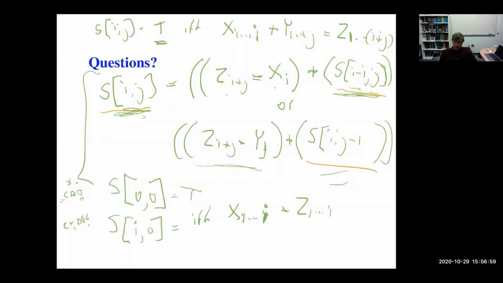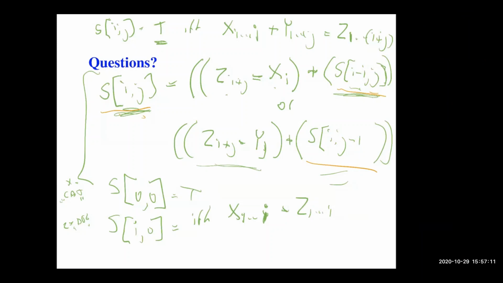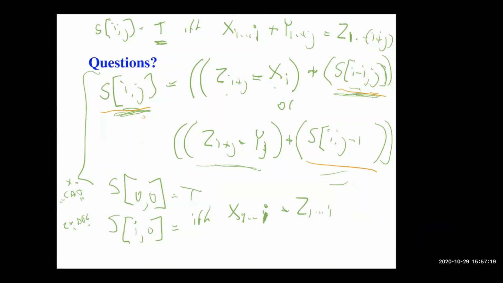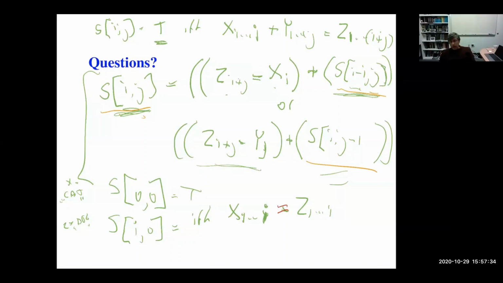Any questions about that? Okay. Can I ask a quick question on that expression there? Yeah. Which question? The last thing that you just did. Would it be equivalent to say the ith character of Z is equal to the ith character of X and S of I minus 1 comma 0 is true? Kind of the first term in the OR that we had above. Yeah, it's kind of the first term in the OR.